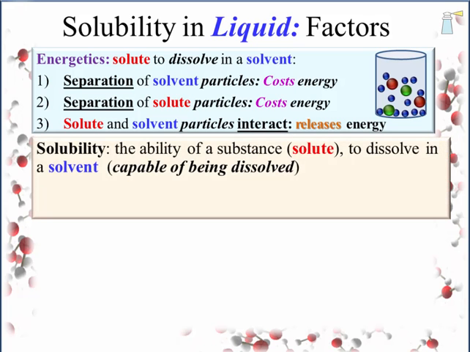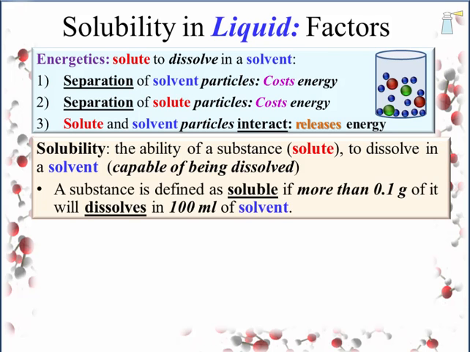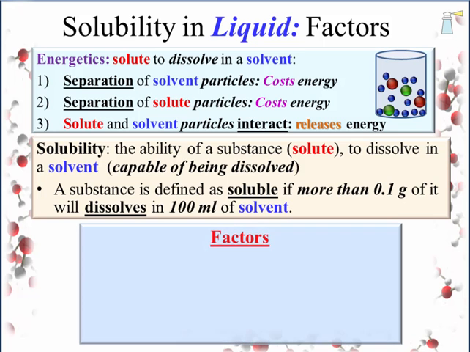As mentioned earlier, solubility is the ability of a substance, a solute, to dissolve in a solvent. Another way of saying that is that the solute is capable of being dissolved. A substance is defined as soluble if more than 0.1 grams of it will dissolve in 100 mL of solvent. Solubility and factors affecting solubility can be viewed from several perspectives. Listed here is an overview of factors or perspectives that are covered in the solubility part of the lecture. We will spend some time with each one.